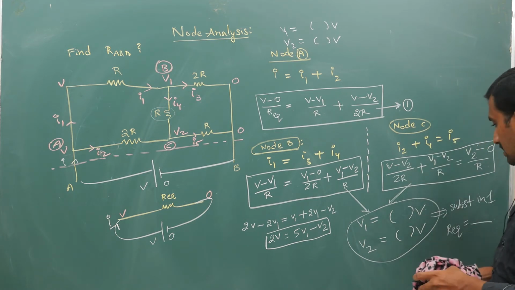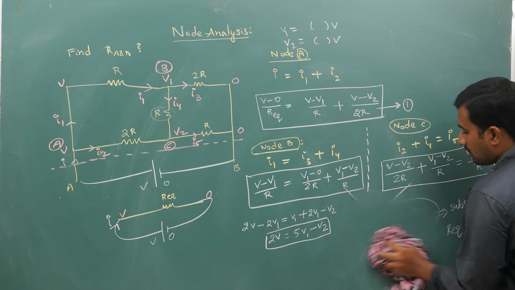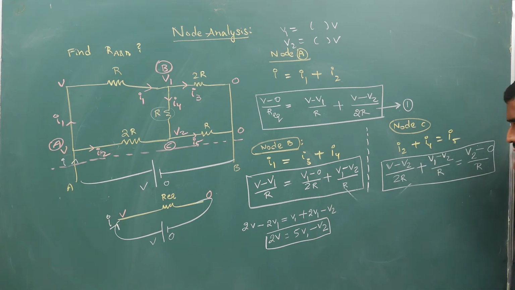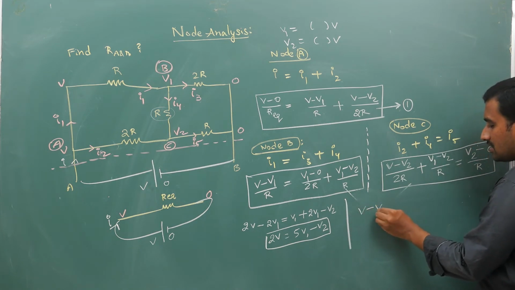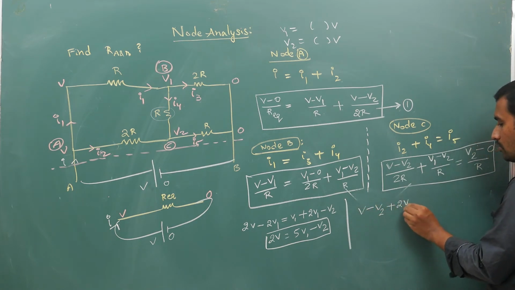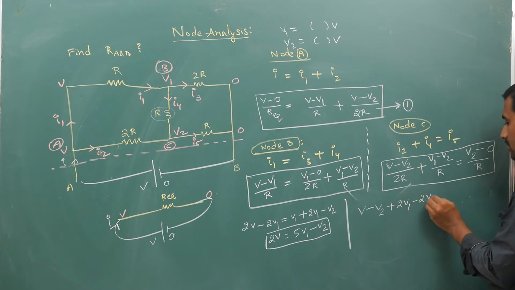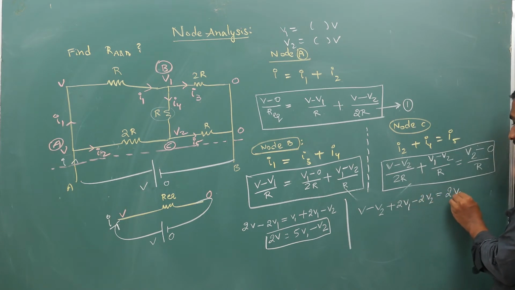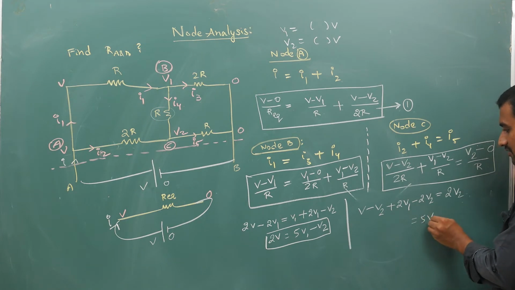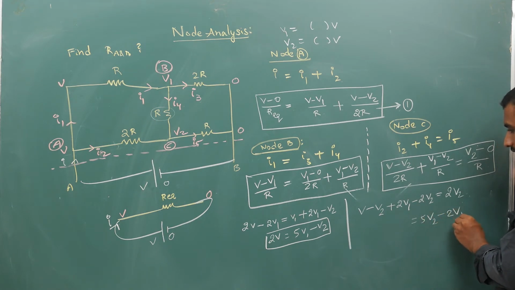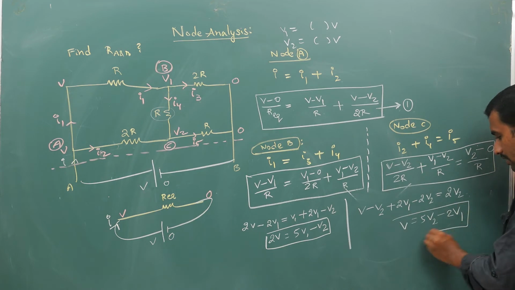Next, this side. Once again I will multiply with 2R. If I do so, V minus V2 plus 2V1 minus 2V2 is equal to 2V2. I have multiplied with 2R. Simplifying this, you are going to get 5V2 minus 2V1 is equal to V.